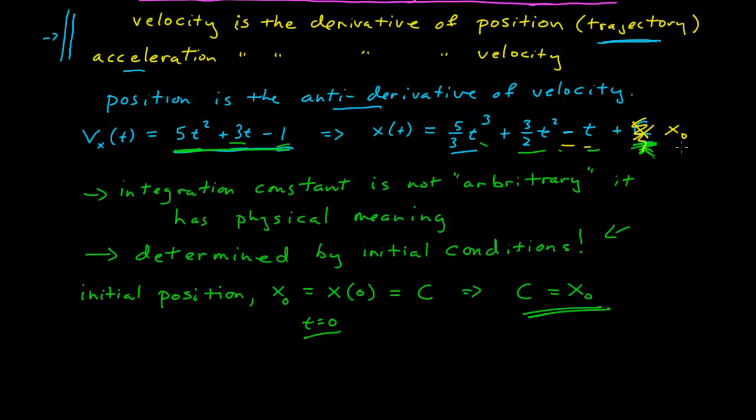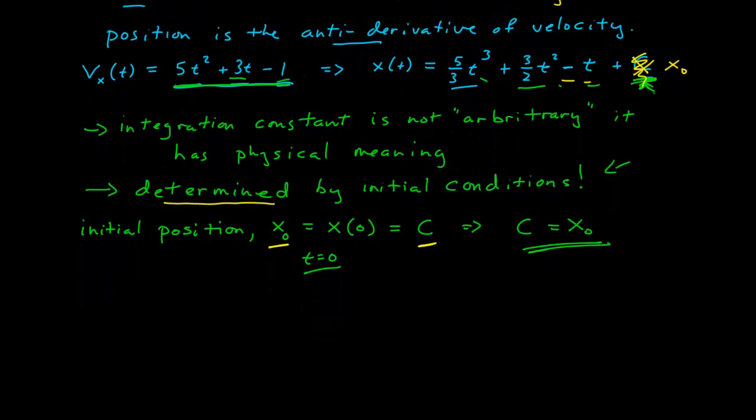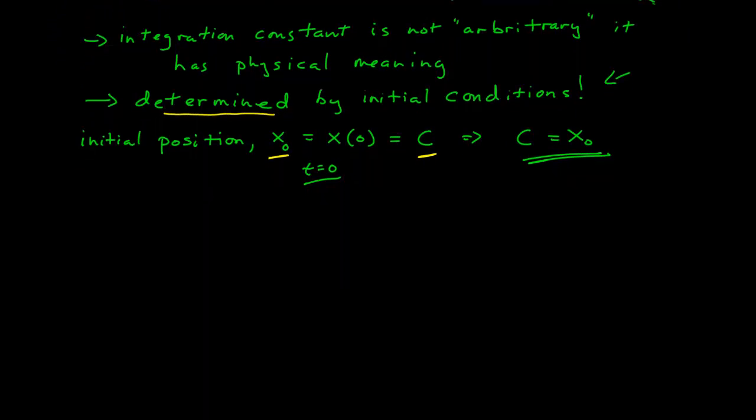Okay, I do want to make one important point. It is not true that this arbitrary constant is always the initial position. The arbitrary constant is determined by the initial conditions, in this case, the initial position. So let's look at an example where you determine what this constant is, but it's not the initial position. So let's say our velocity as a function of time is exponentially decaying. It's not a polynomial.